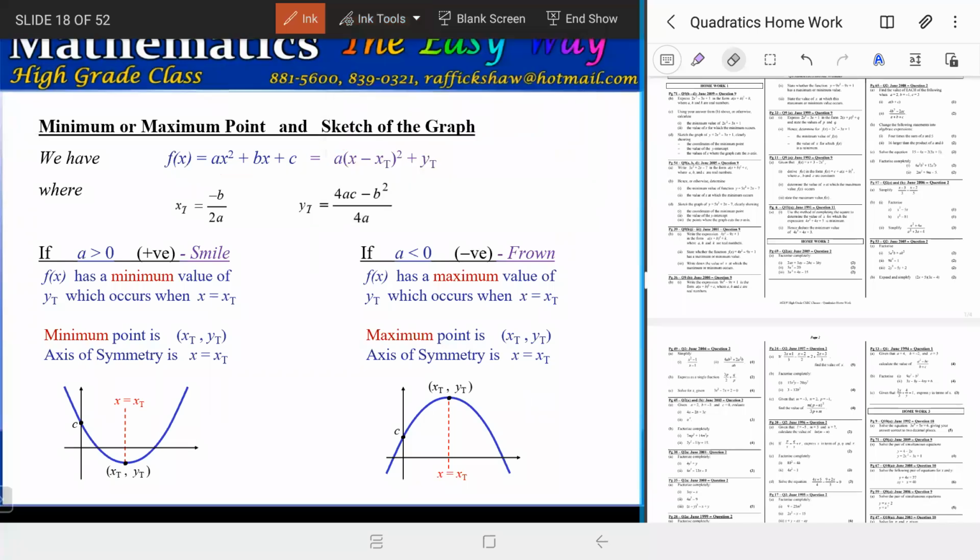And the method that we are using to complete the square, now this is a function, and this f of x here could easily have been just a y, for example.